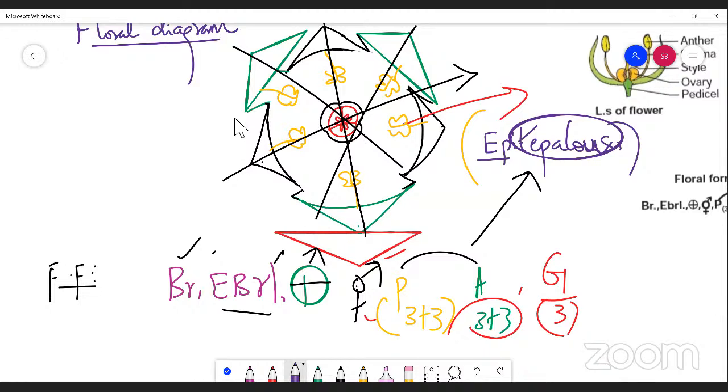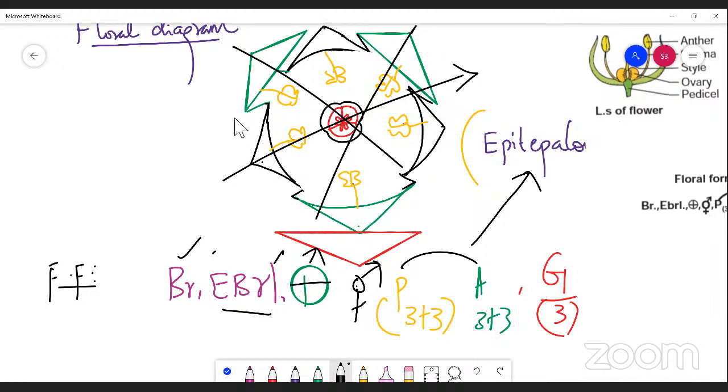And G3, G stands for gynoecium. This gynoecium consists of 3 carpels or tricarpels. Tri means 3. When you take a cross section of the ovary, you find 3 locules, 3 chambers, and each chamber consists of, I'm talking about this is a chamber, right? Yes, students, please understand, this is a chamber.